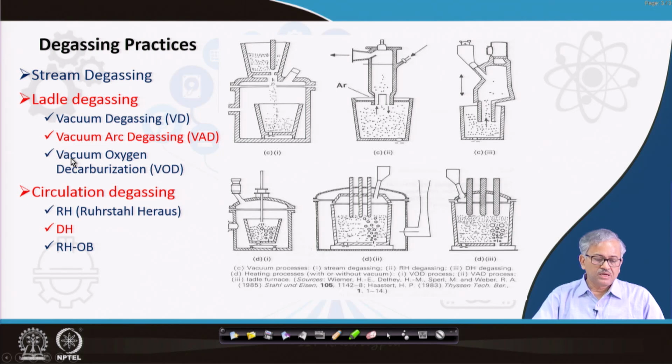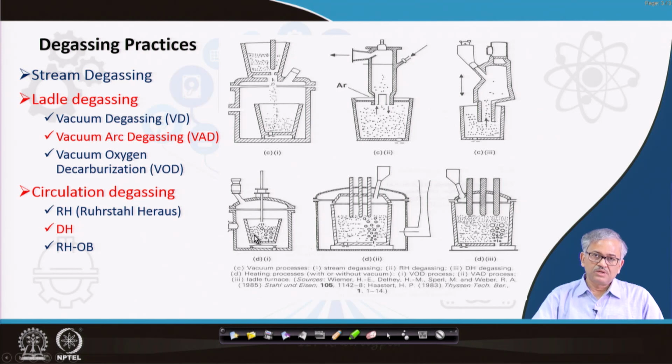And another thing is there, called the vacuum oxygen decarbonization. That is the VOD process. Here you basically have both inert gas stirring as well as oxygen lancing from the top. You are giving the oxygen, and inert gas stirring is also there.